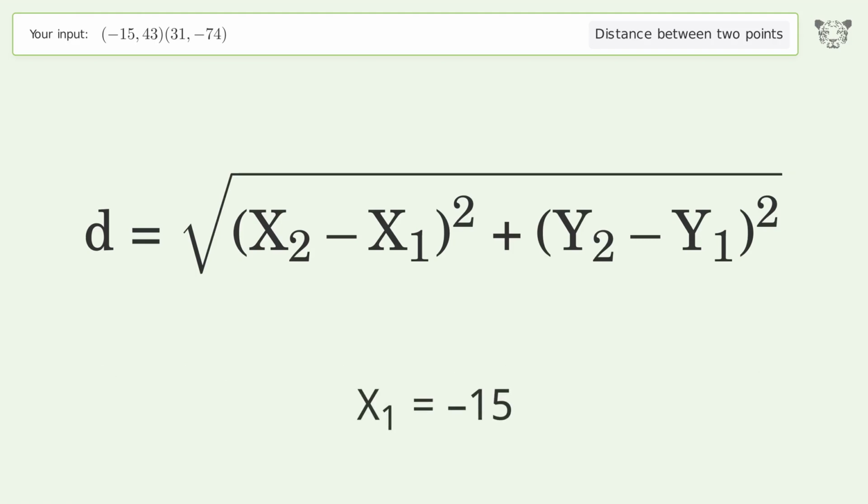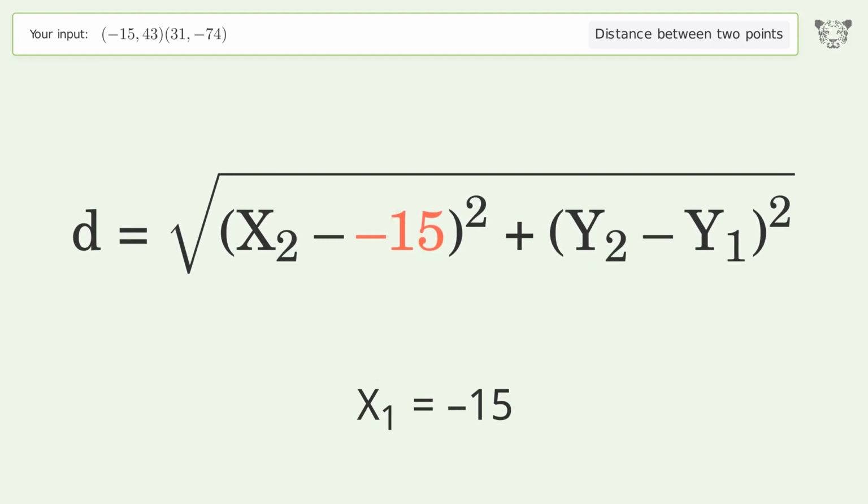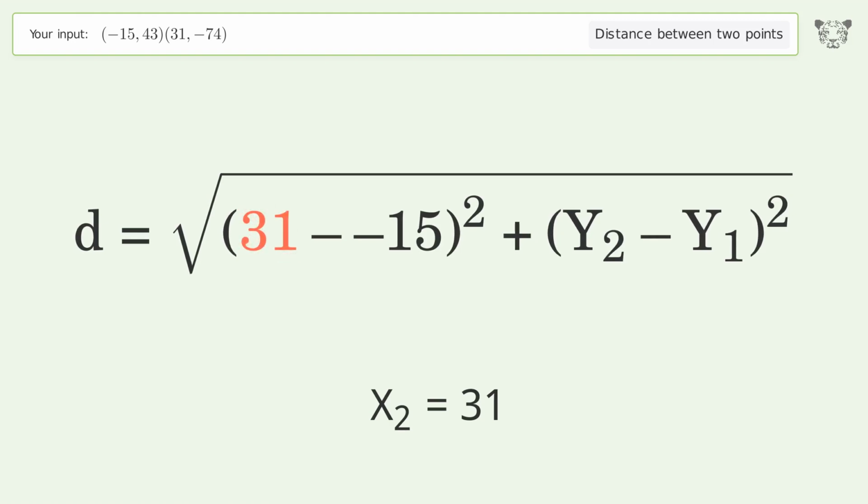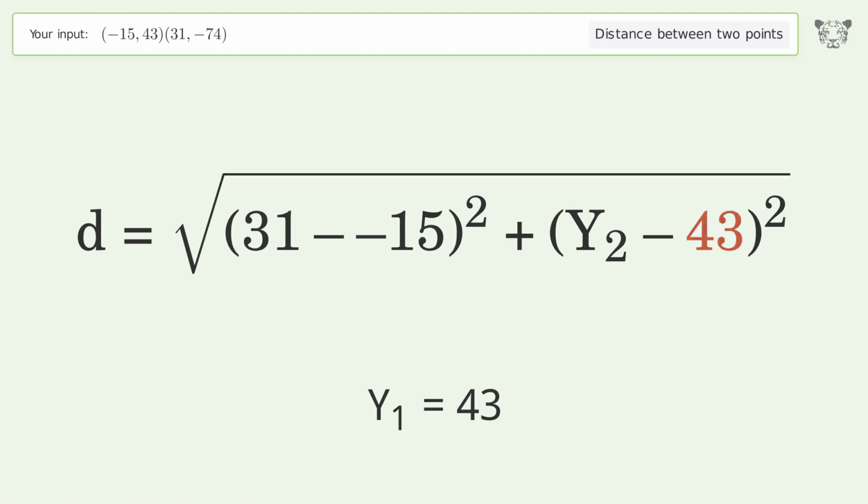x1 equals -15. x2 equals 31. y1 equals 43. y2 equals -74.